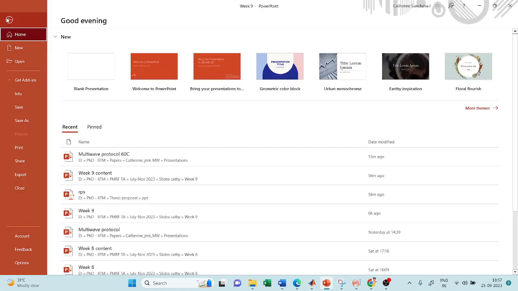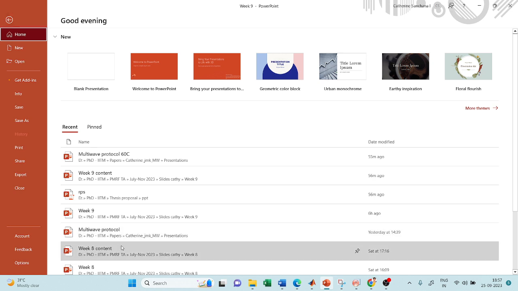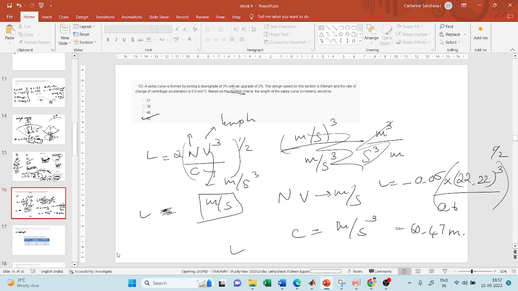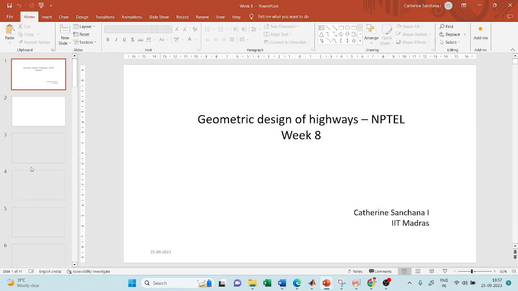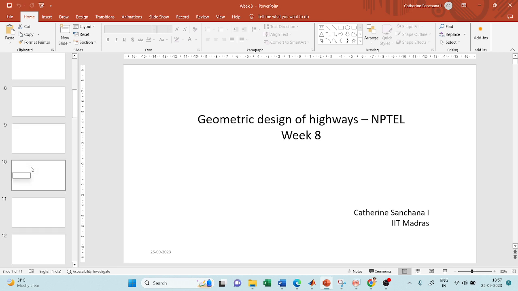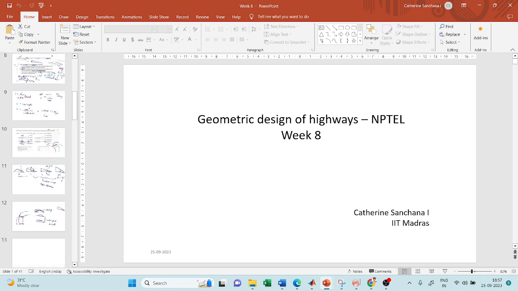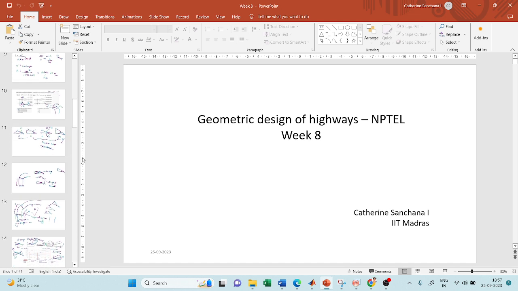But they marked it as wrong, and they said 46 is the correct answer, and the solution that they have provided justifies it as 46. No, it is 54. Okay, then you have to raise a question in the discussion forum.